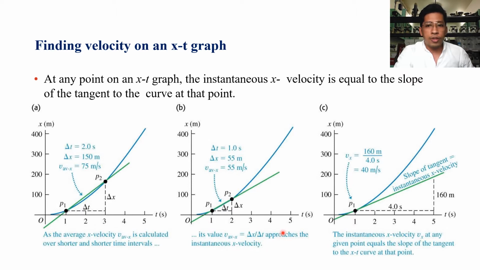If we take the limit of delta x over delta t so that delta t approaches 0, like for example at this point here, the instantaneous velocity at any given point equals the slope of the tangent to the displacement time curve. So we have this tangent line here, tangent to the point along this curve, and the slope of this tangent line is equal to the instantaneous velocity.